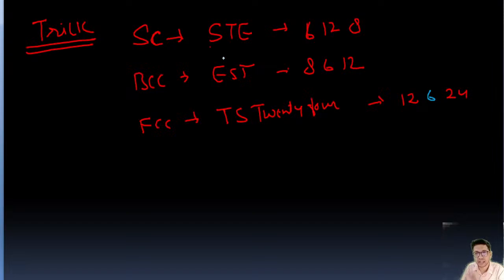For SC, STE means 6. The coordination number, or nearest neighbors, are 6. The first nearest neighbors are 6, second nearest neighbors are 12, third is 8. And for BCC it's EST: 8, 6, 12. And for FCC, TS24. So you can note it down like that, or memorize it like that, or you can make your own way of learning those things, right?